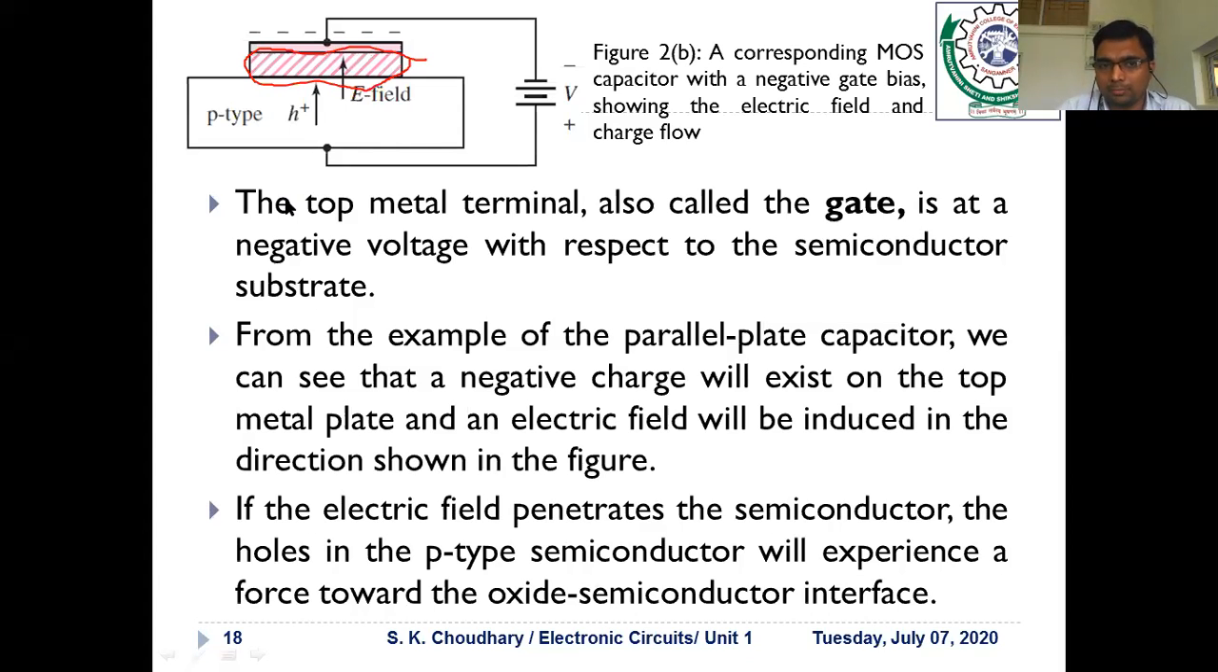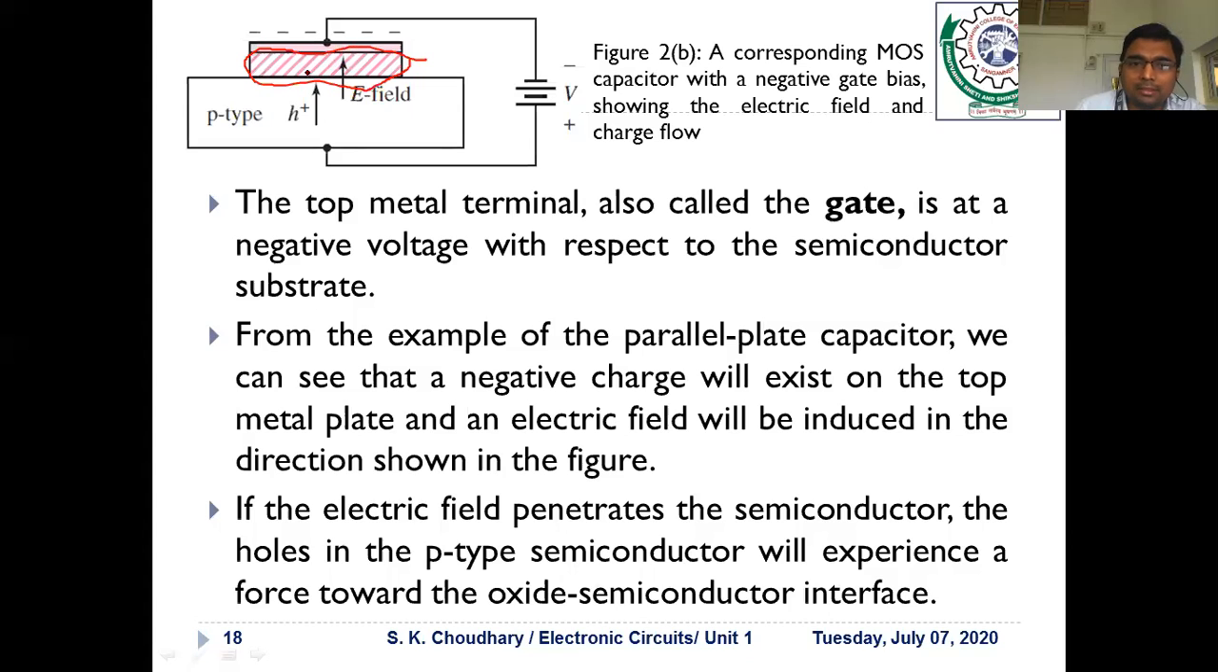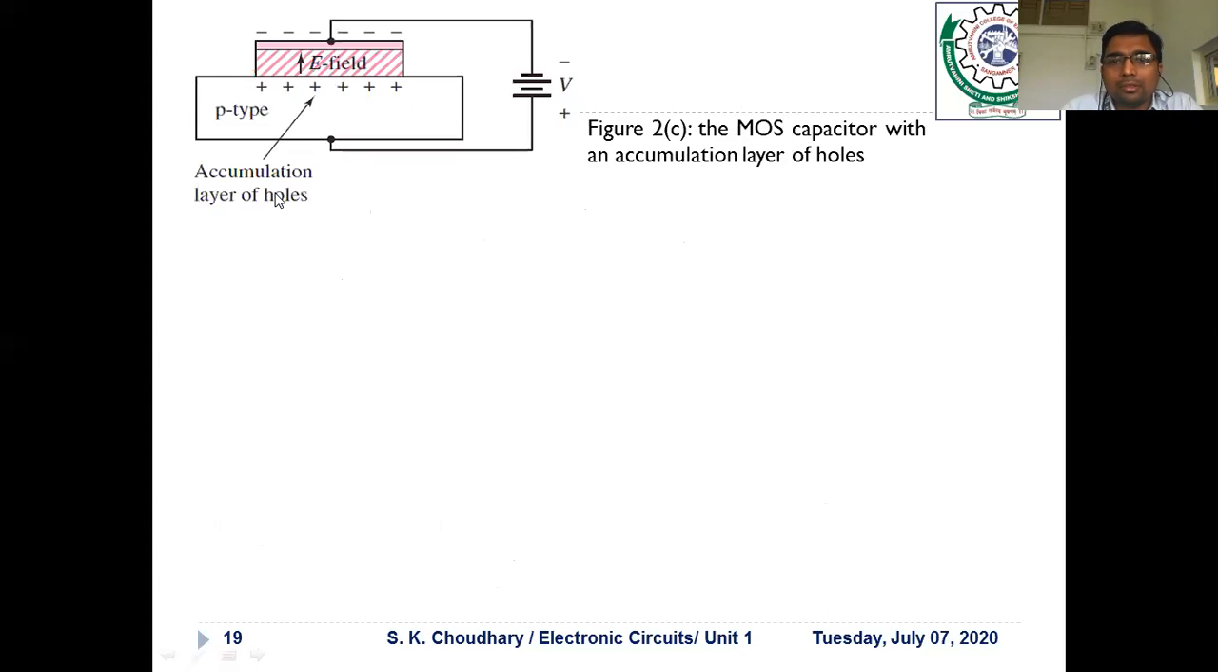This electric field would penetrate the semiconductor. The holes, because it is a P-type semiconductor, so the majority charge carriers are holes. So holes in the P-type semiconductor would experience a force due to the applied electric field towards the oxide semiconductor interface. If you see here, these holes would experience a force from the semiconductor towards the oxide side. So this particular interface, the oxide semiconductor interface, is the area where they would experience the force.